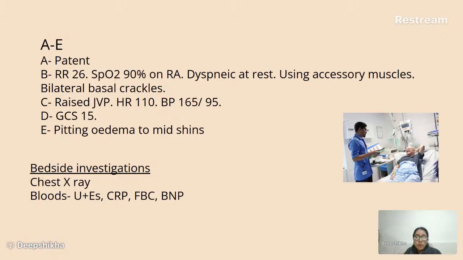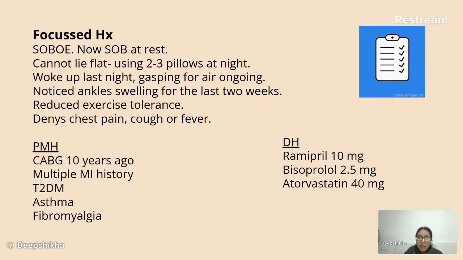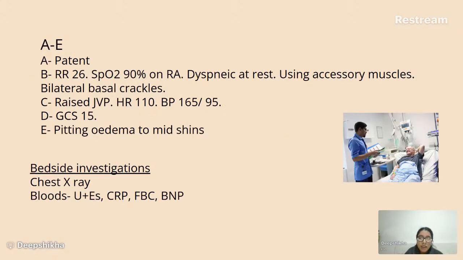And then you look at her neck for JVP, and you can see a bit of elevation of that. Heart rate is 110, so she's mildly tachycardic, and her blood pressure is stable. There is pitting edema to the mid-shins that you now notice. At home, she said she noticed her ankle swelling up, and now you can see that the edema is going up to her knee, or her shins.